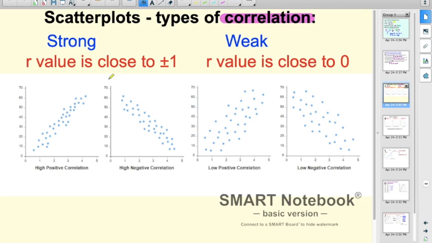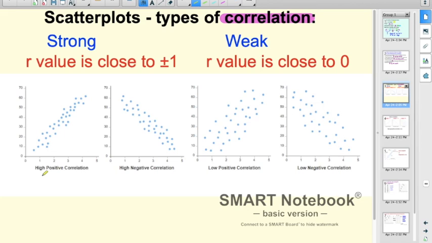But then you also have a weak correlation, where again it's still dots, but they're not as close together as a strong correlation would be. Right? They're kind of more spread out. You can still kind of see a line, but they're not as correlated as these were.